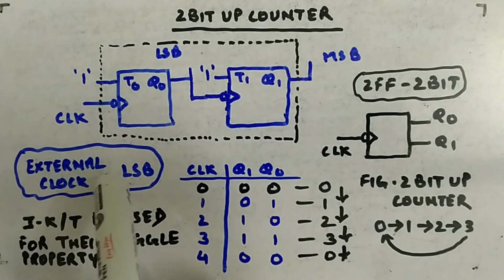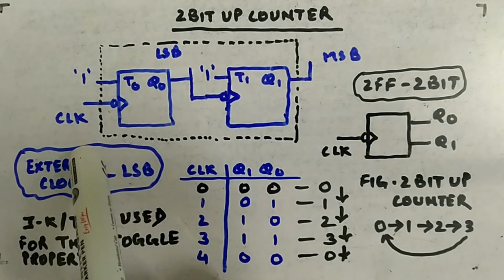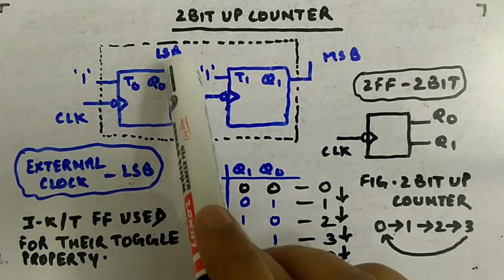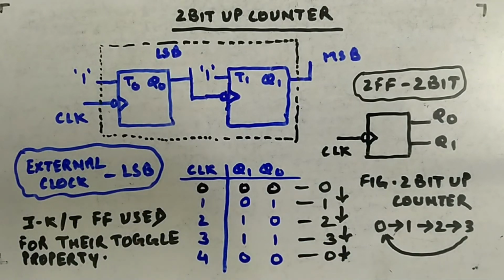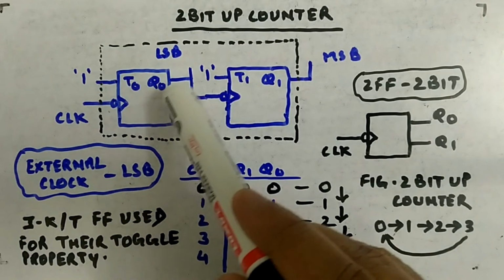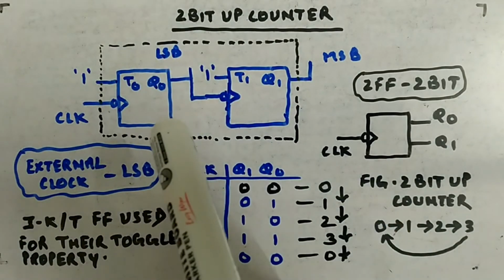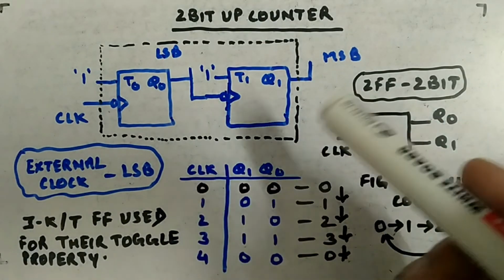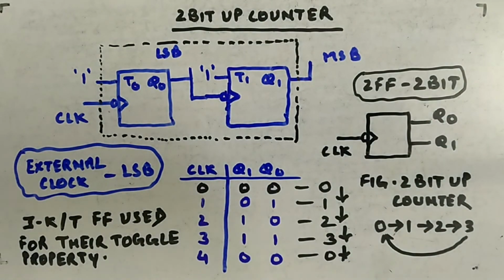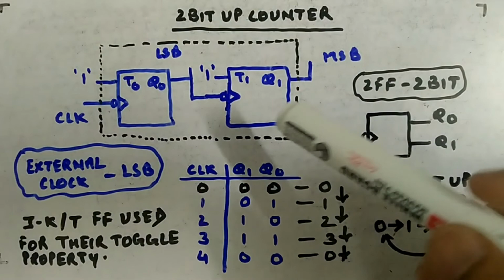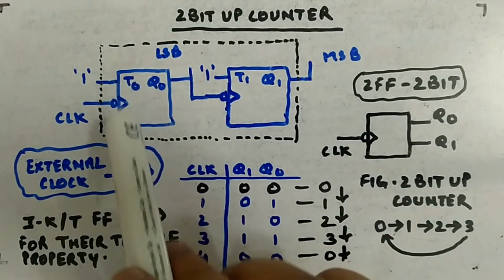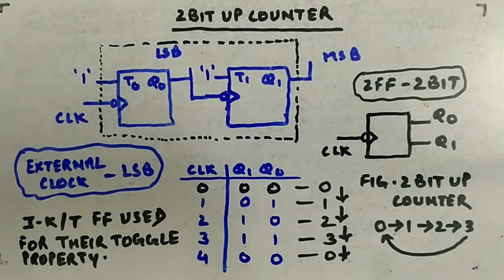Now remember, always, the flip-flop which has the external clock will have the LSB. That bit will be the LSB. The output of this flip-flop will be the LSB. The whole sequence will be there, no? So you will have a lot of bits, so there will be MSB and LSB. So LSB will always be connected to the external clock. Okay, this is very, very important.